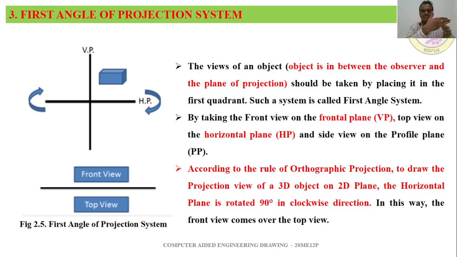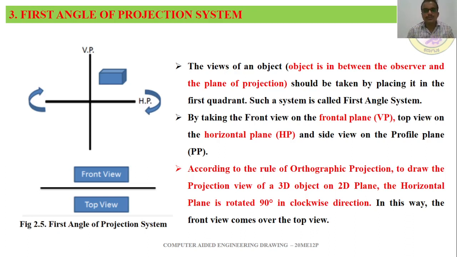Now in the first quadrant, what we are going to do is put that object in the first quadrant. So ultimately the object will be in between the plane and the observer. By taking the front view on the vertical plane, here is the object, here I am observing it. I am taking the front view on the vertical plane and the top view on the horizontal plane. When you see from the top, I am projecting that view on the horizontal plane, and the side view on the profile plane. The side view can be viewed on the profile plane, which we can call PP.